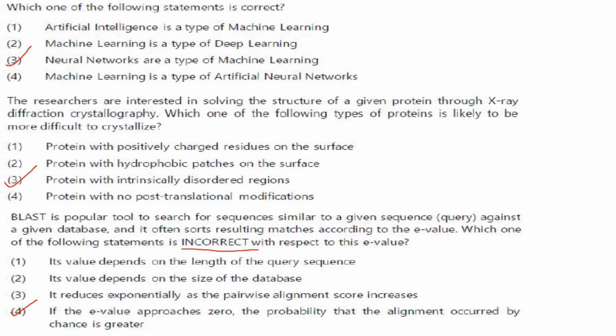Then if the E-value approaches 0, the probability that the alignment occurred by chance is greater. That is your answer. That is the incorrect statement. If the E-value approaches 0, the probability that the alignment occurred by chance is smaller, or more significant, not greater. So answer is option 4.